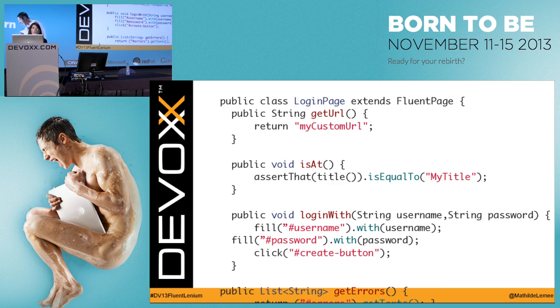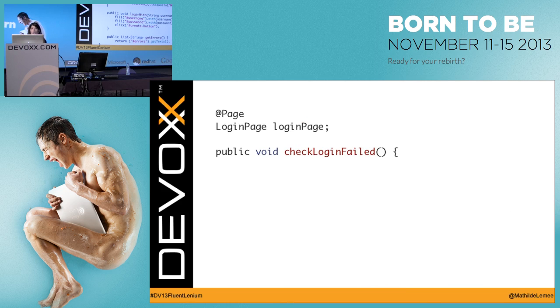And after that, you provide your methods. It's a login page, so I provide a login method, which has two params, username and password, but you offer whatever your page does. I also have get errors, because for my test, I need to know if I get errors or not. So those are the two methods I provide, the two services my page provides.